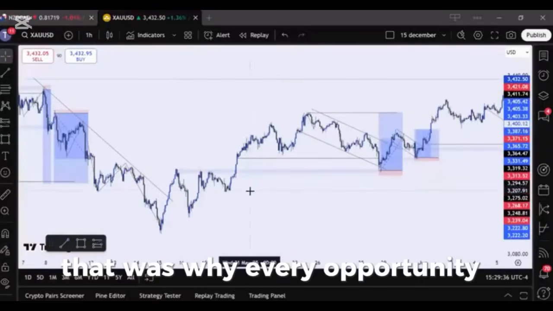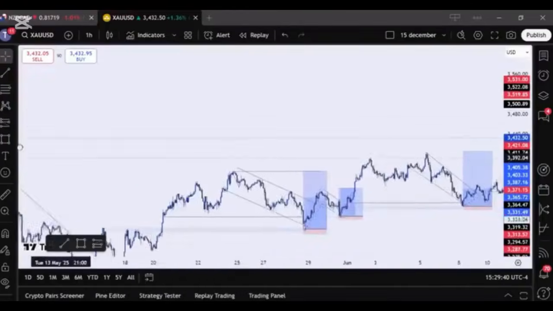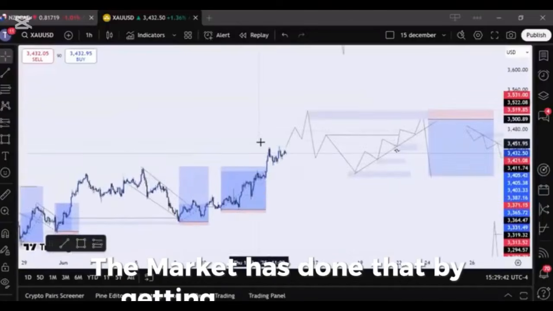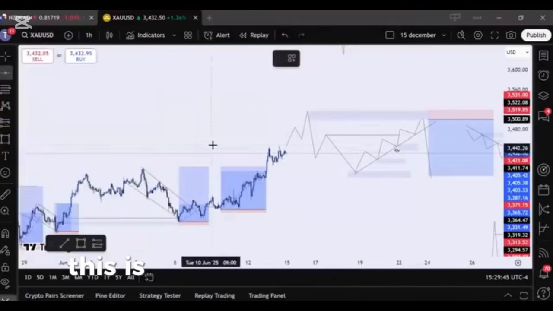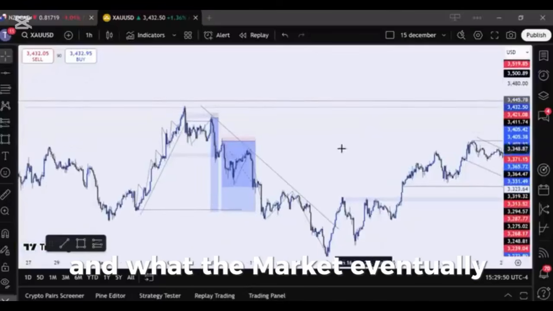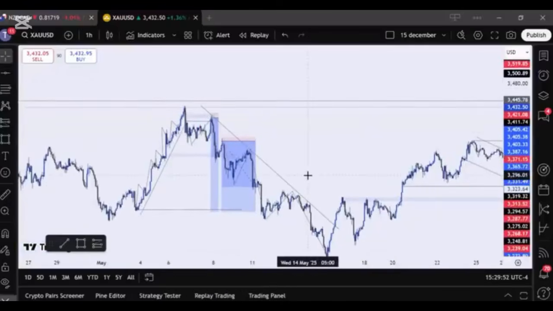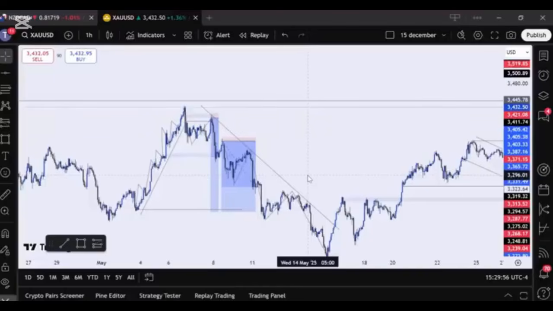That was why every opportunity I saw, I kept looking for buys, because this trend line liquidity here had not yet been cleared. But I think eventually the market has done that by getting to this level here. So the market cleared this trend line liquidity. This is where market currently is now. And what did the market eventually do to clear that trend line liquidity? You guys following me? Please pay attention. You guys following me?